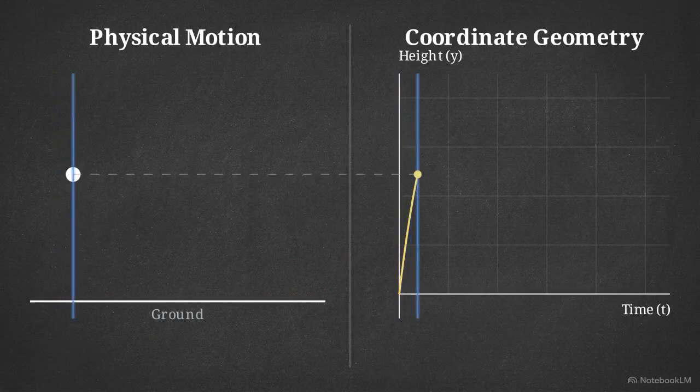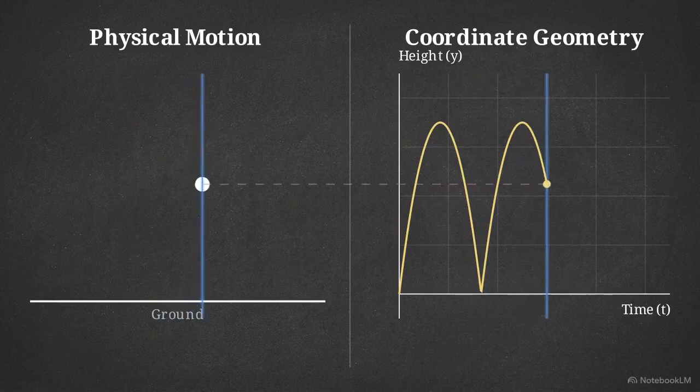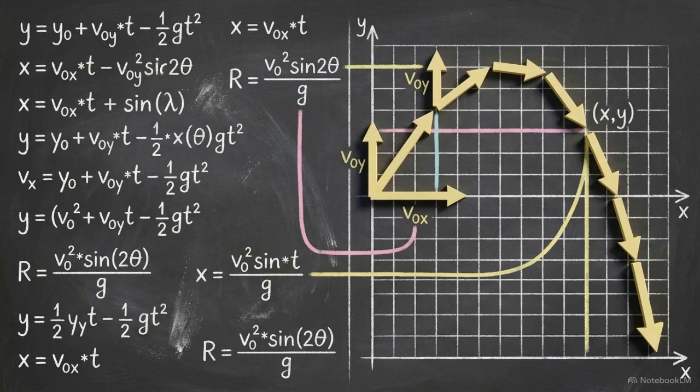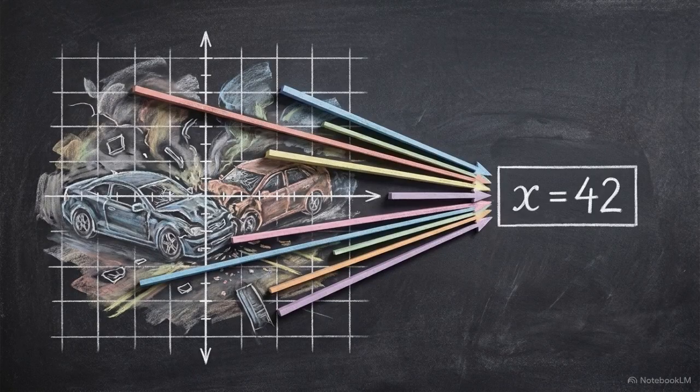Kinematics remains the translation layer between the physical world and coordinate geometry. The process spans from the 1D number line through calculus-based graphs to independent 2D components. When a physical scenario is rigorously translated into a coordinate system, the mathematical solution becomes inevitable.